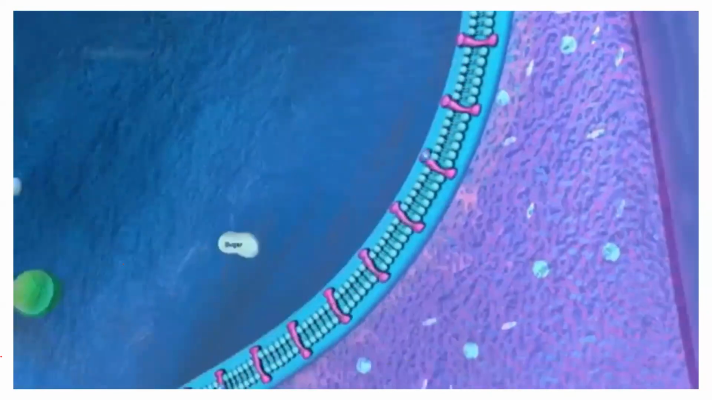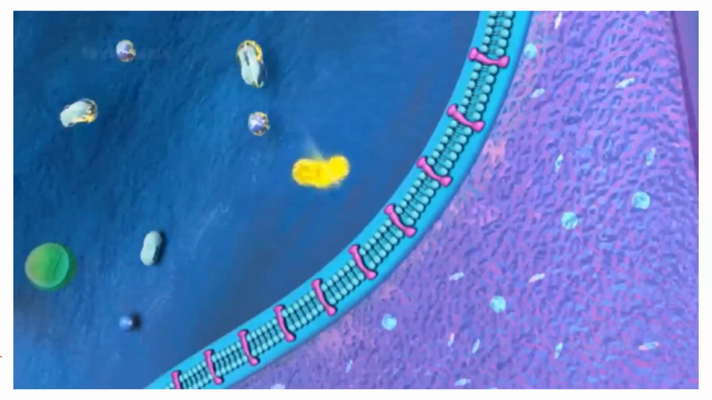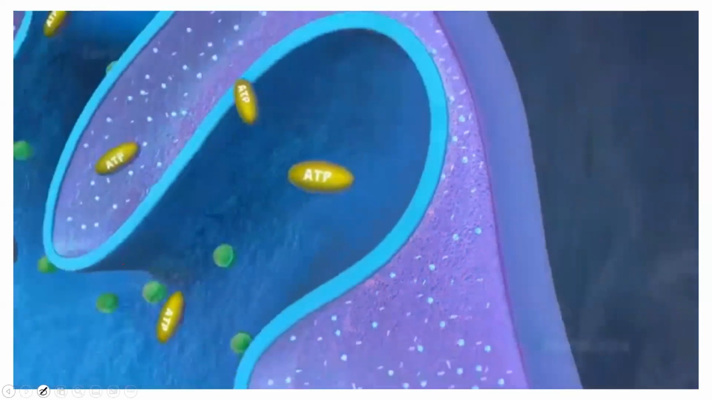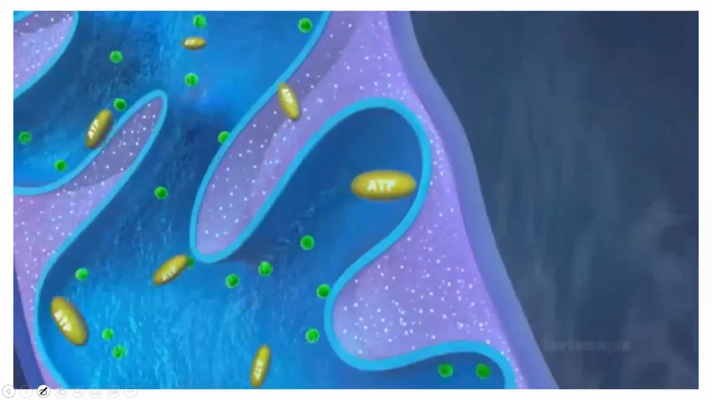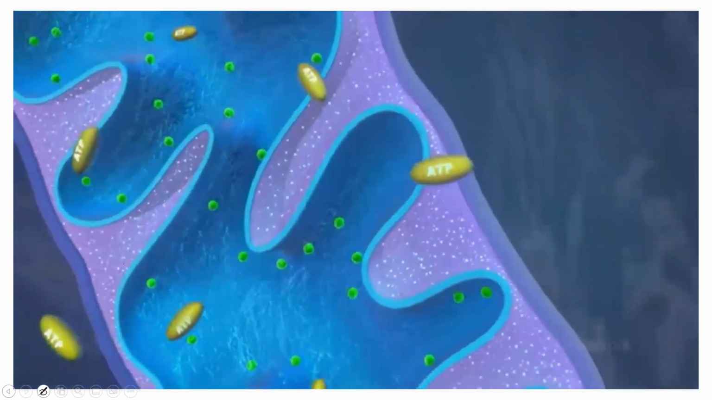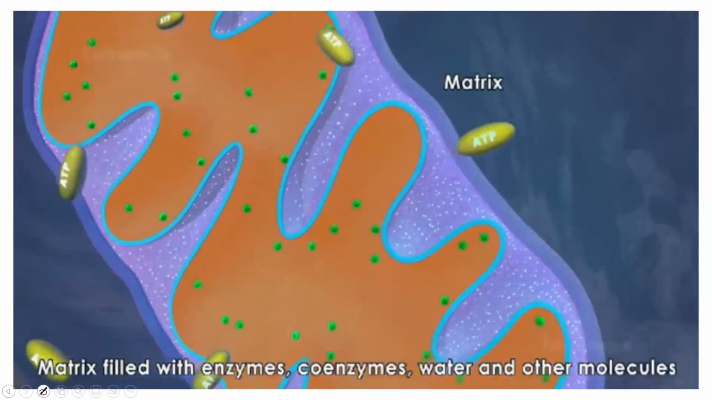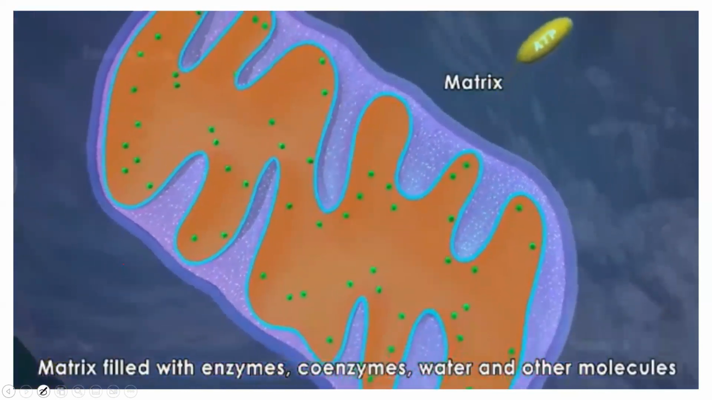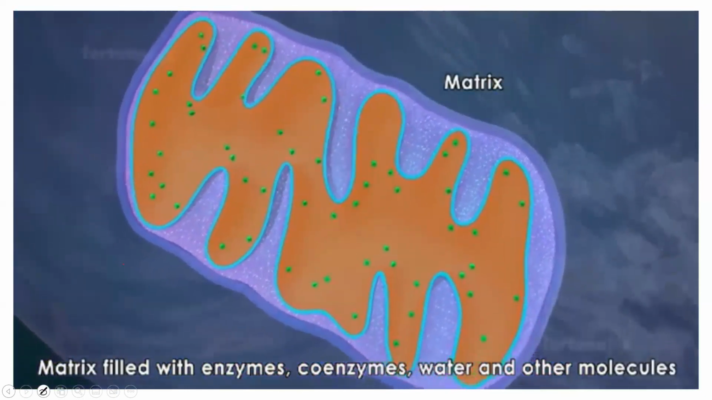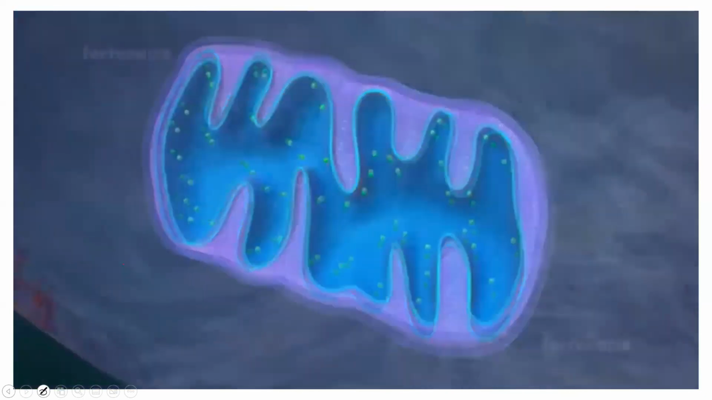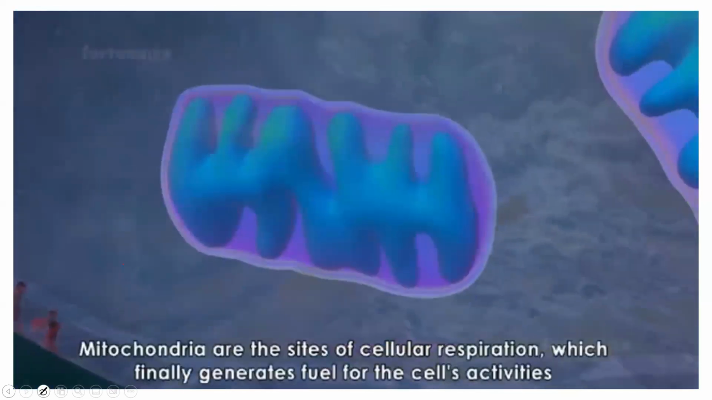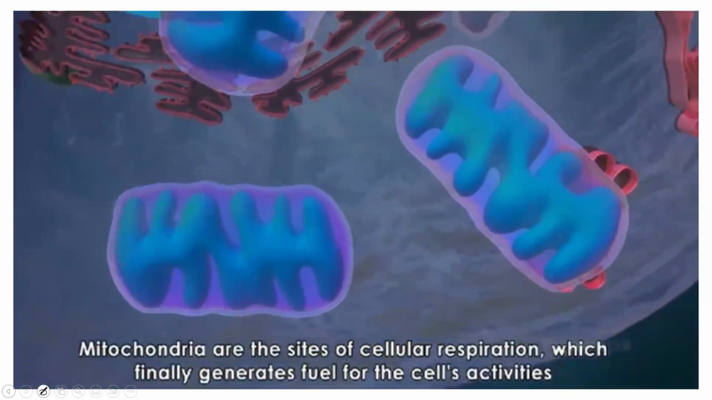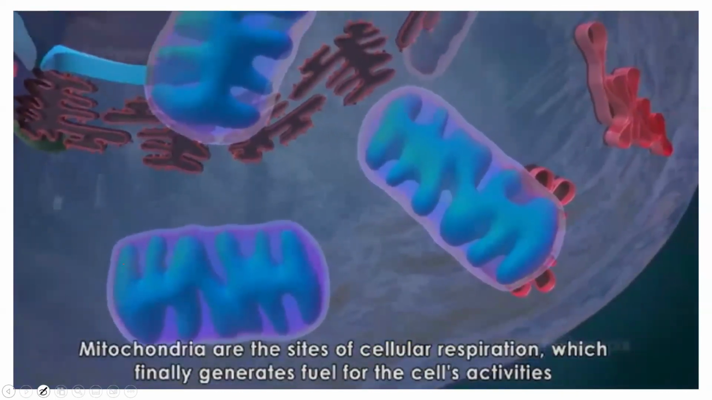On the cristae, sugar is combined with oxygen to produce ATP, the primary energy source for the cell. The space surrounding the cristae is a matrix filled with dense solution containing enzymes, coenzymes, water, and other molecules involved in cellular respiration. Mitochondria are the sites of cellular respiration, which finally generates fuel for the cell's activities.